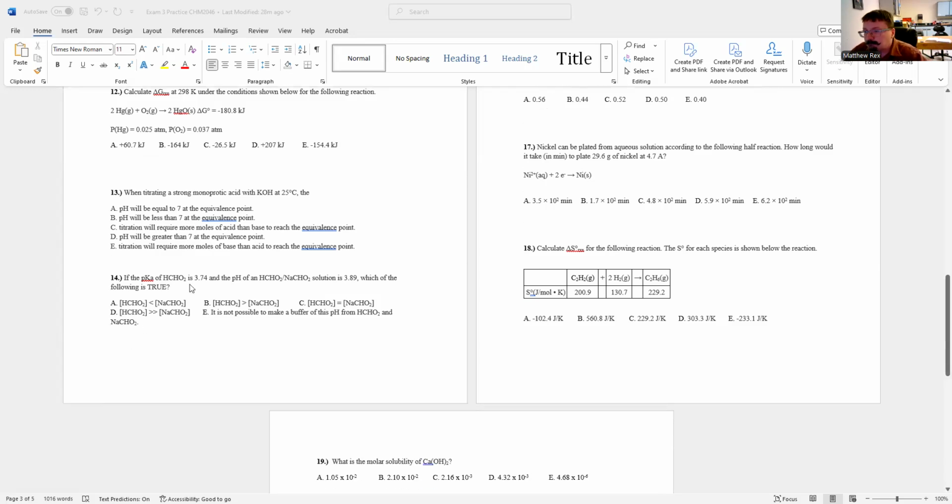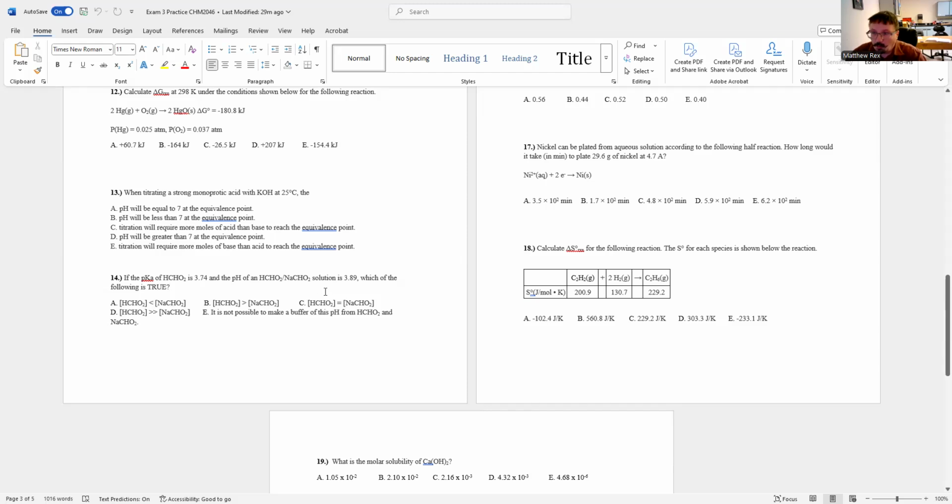If the pKa for the acetic acid is 3.74, and we have a buffer of acetic acid and sodium acetate, and that buffer has a pH of 3.89, which of the following is true? Well, with the Henderson-Hasselbalch equation, I'm going to have 3.74 plus the log of the base over the acid. To get a positive value, the concentration of the base would have to be greater than the acid. Or in other words, I'm going to take 3.74 and add a positive 0.15 to it. But to do that, the concentration of the base has to be greater than the acid, which is right there, answer A.